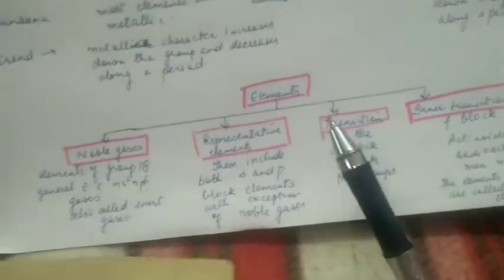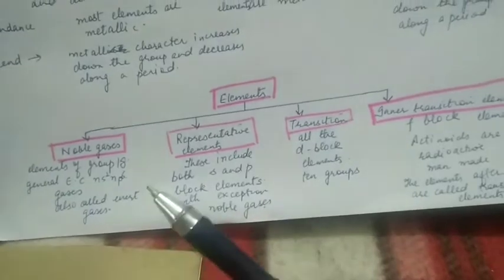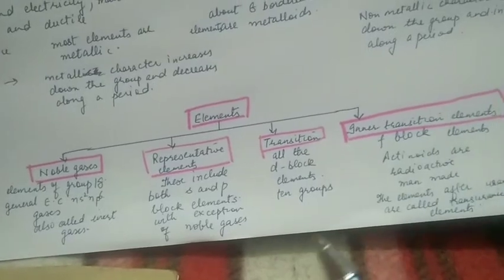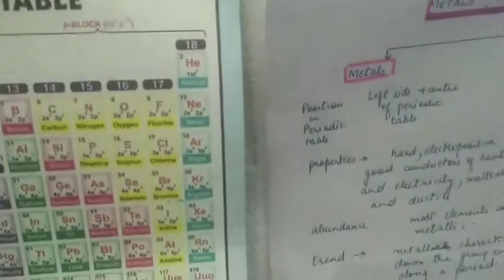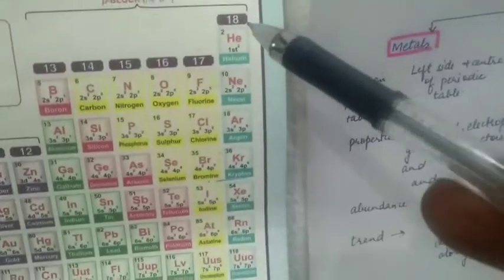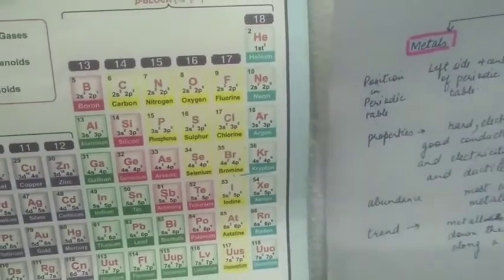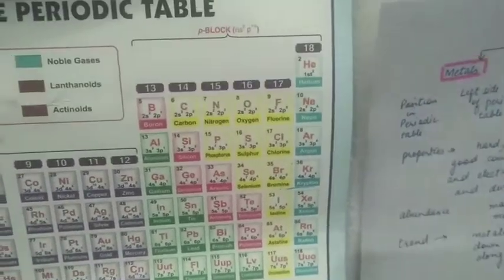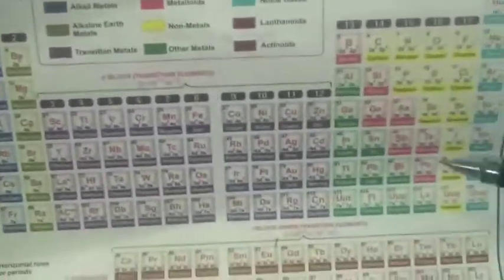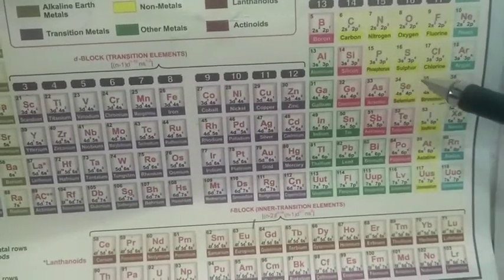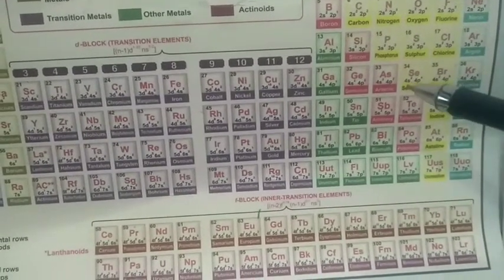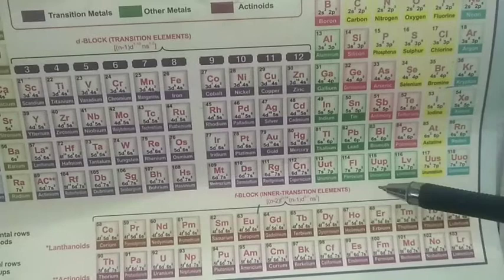We can also classify elements into noble gases, representative elements, transition elements, and inner transition elements. Elements belonging to group 18 are called noble gases. They are also called inert gases. Their outer electronic configuration is ns2np6 except for helium. Then the elements of the s block and p block are called representative elements. Noble gases are not included in the representative elements as they form a separate group.